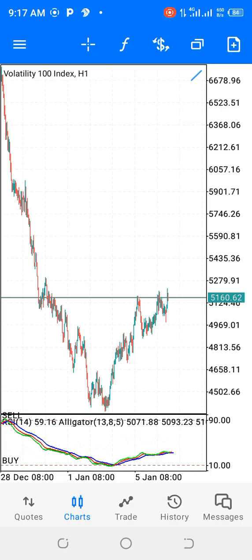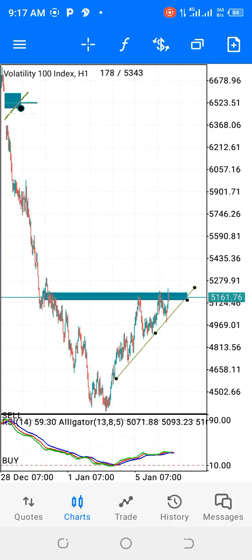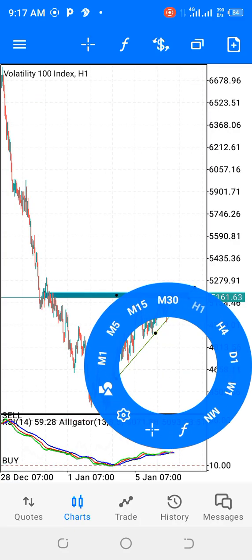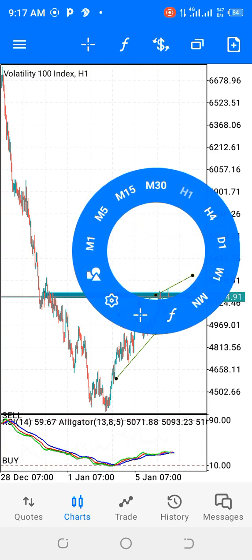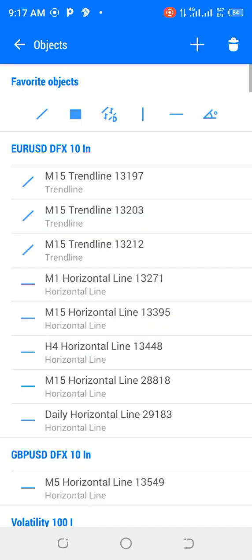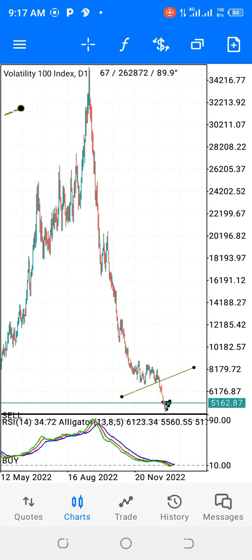So VIX 100 has been trending in this zone right here, creating this zone down over here, and then giving us another zone over there. When we switch to D1, we see that there was a break of market structure down over there, and it broke that market structure and created a supply zone up there.